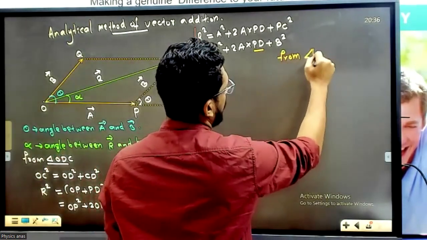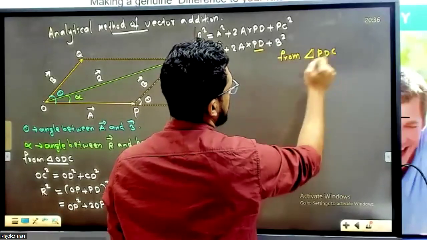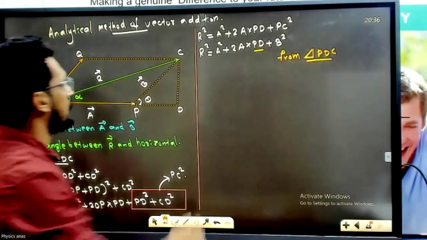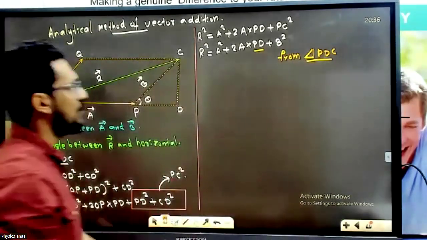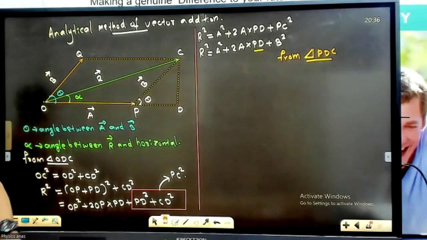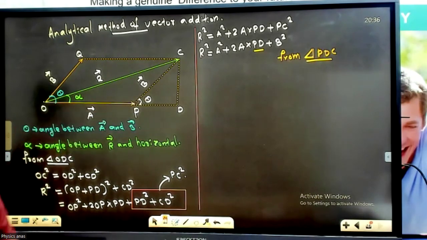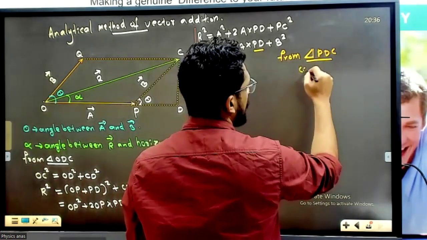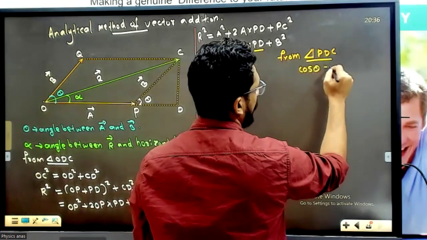From triangle PDC, what is PC square? Sorry, PD. What is PD? How can you find PD? That's the adjacent side of theta. So you can use this equation, cos theta. What will be cos theta?